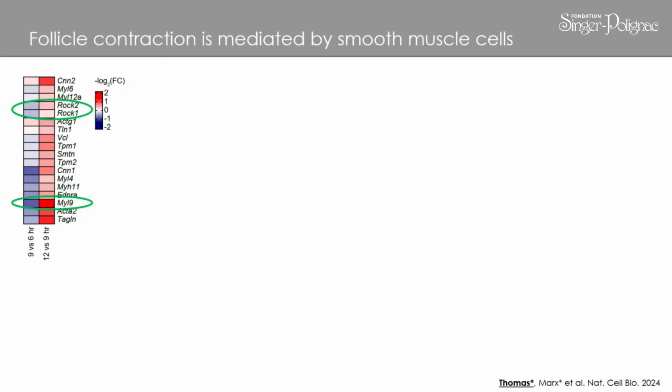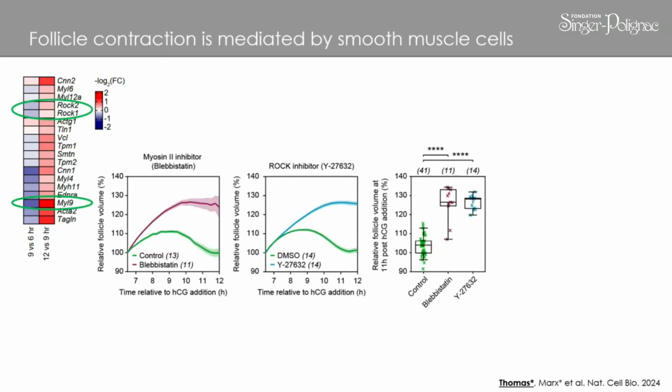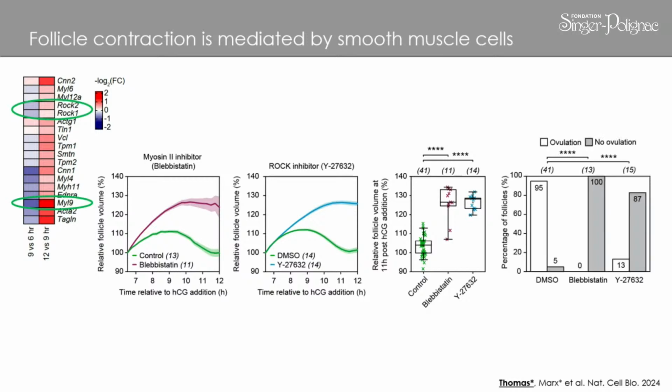We focused on the ROCK kinases and myosin light chain 9, and when we treated follicles with drugs to inhibit these proteins, we saw that unlike in the green control traces, where they decrease in volume between 8 and 12 hours, these inhibited follicles actually continue to expand and ovulation is blocked. So from this, we can conclude that follicle contraction is driven by smooth muscle cells in an actomyosin-dependent manner and is essential for ovulation.